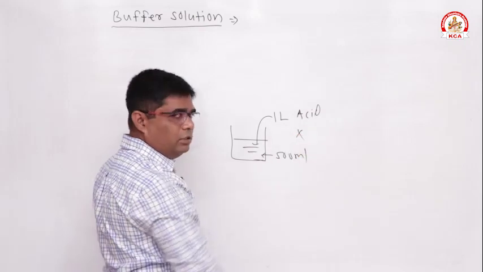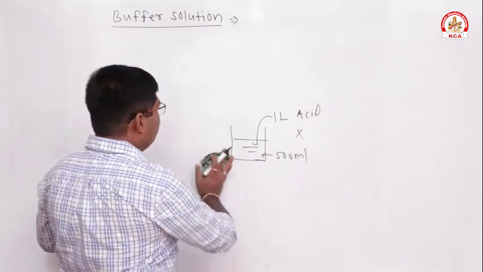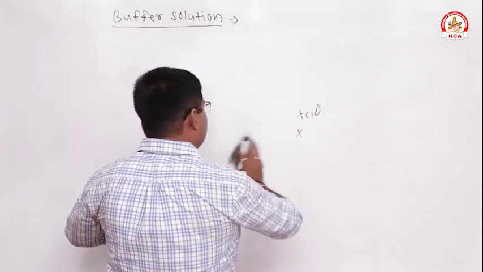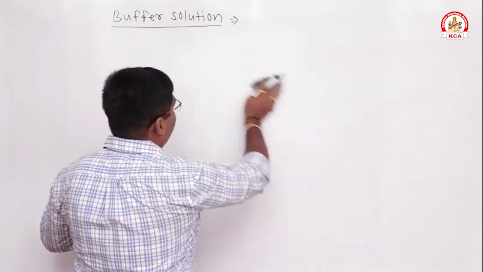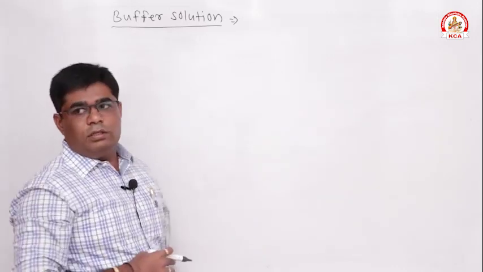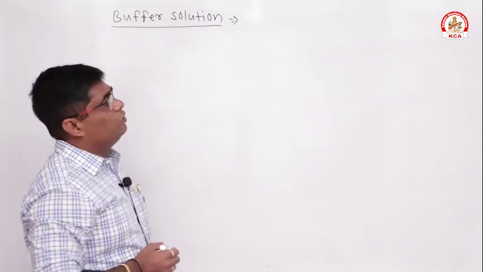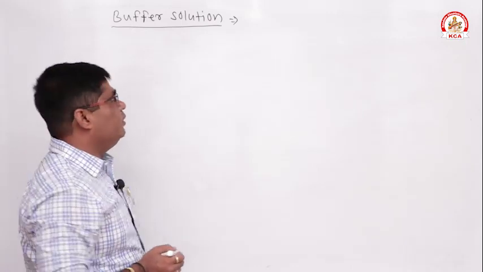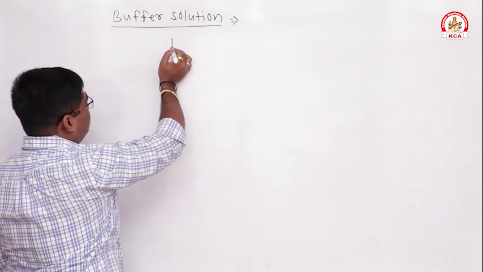pH does not remain constant. When does the pH remain constant? Due to the addition of a small amount of strong acid and strong base. So first, what is the buffer solution? The solution which has constant pH.